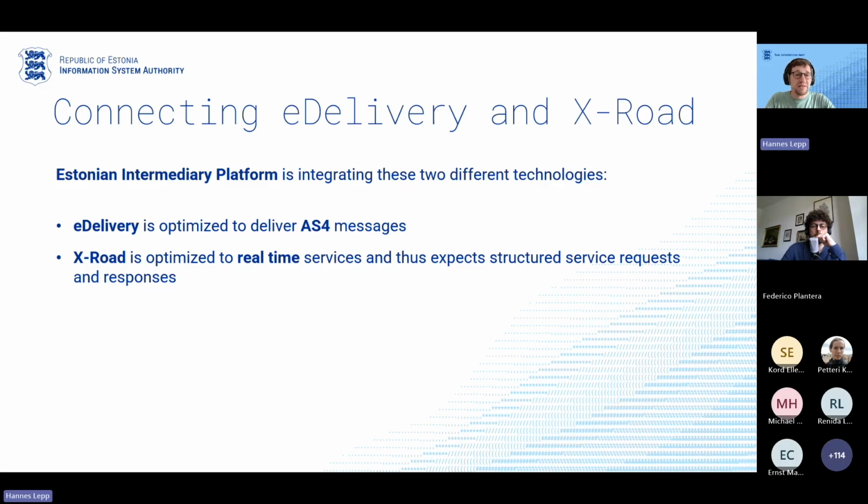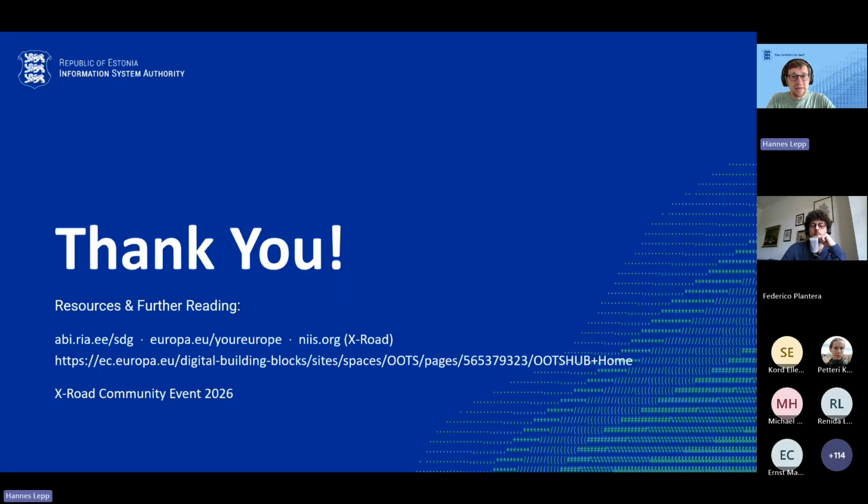And this is basically it. So I hope this short presentation gave a simple but still comprehensive overview of how Estonian X-Road and the Once-Only Technical System are connected.